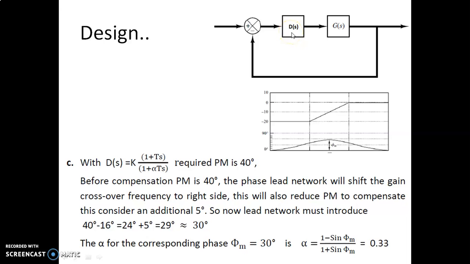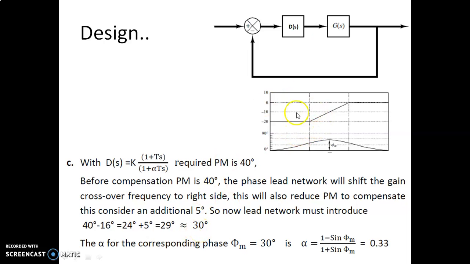But this 24 degrees is not enough, because whenever we introduce any network, the omega GC, the gain crossover frequency, will shift to the right side, which will further reduce the phase margin. To account for that shift in omega GC, we add another 5 degrees. So we consider 24 plus 5 degrees, which is 29 degrees. Approximately 30 degrees should be provided by this DFS, so that the overall system gives a phase margin of 40 degrees.